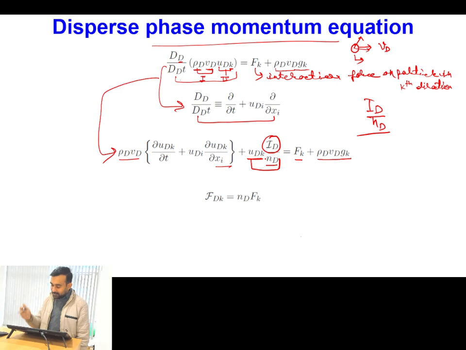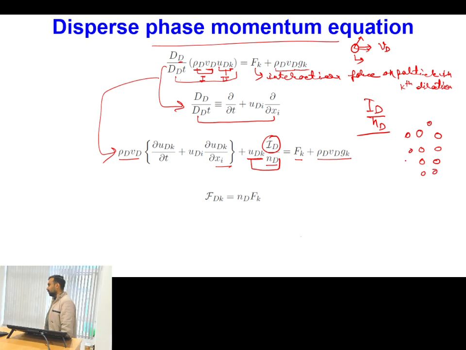Now, if I assume that in my system all the particles are of identical volume, identical shape and size, in that case, if Fk is the force acting on a single particle, what will be the total force acting on all dispersed particles? That will be the individual force multiplied by the number of particles present in the control volume. Nd is the number of particles and the force acting on an individual particle is Fk. Are all clear up to this point?